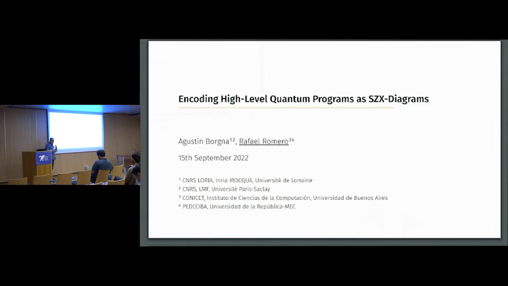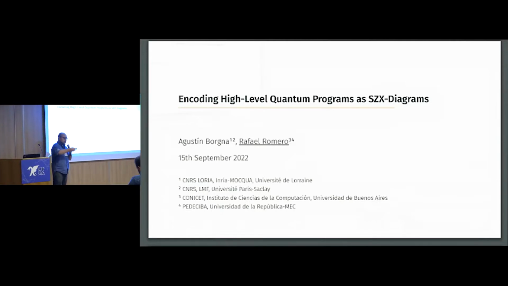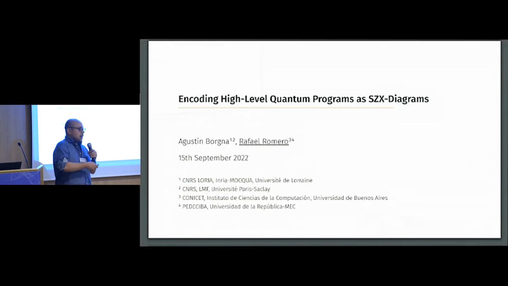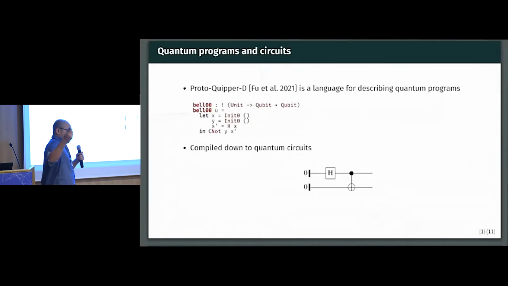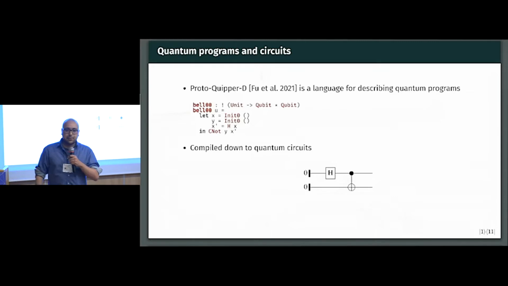The aim of this work is to take a quantum program into a low-level intermediate representation. So first of all, we want to take a quantum program. We need a quantum programming language.